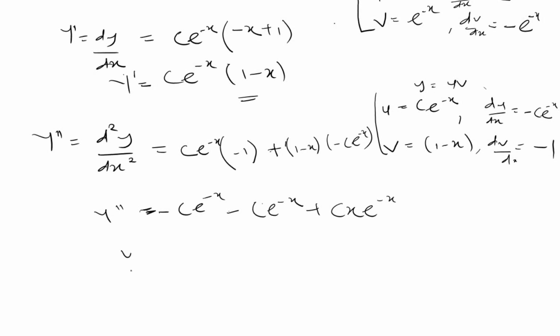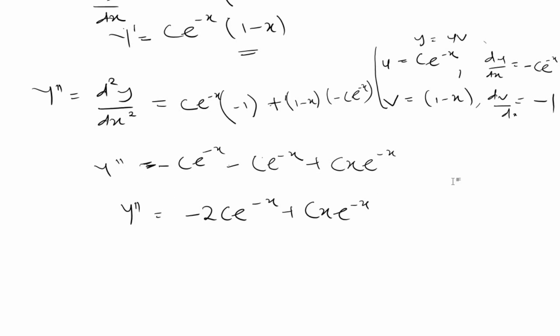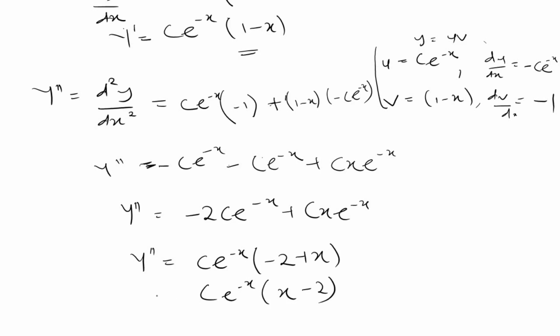Here I'll say y prime prime is equal to minus 2c exponential of minus x plus cx exponential of minus x. The same thing, I have c and exponential of minus x to be common. I'll say y prime prime is equal to c exponential of minus x into minus 2 plus x, or c exponential of minus x into x minus 2. Now I have my y prime prime.